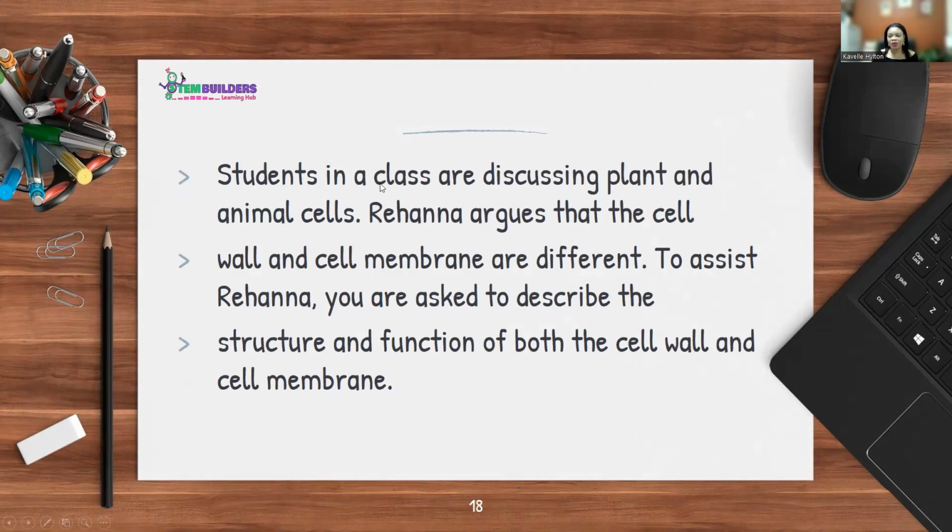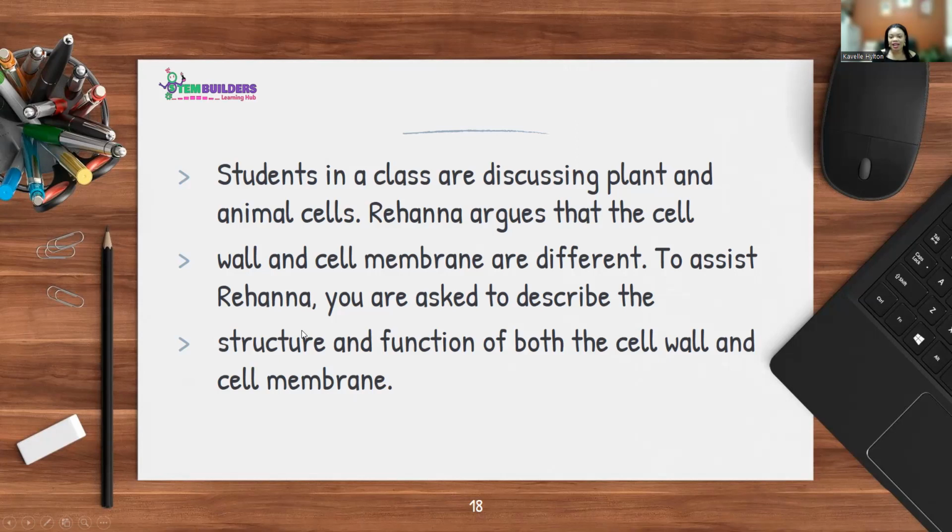Now let's look at another question. Students in a class are discussing plant and animal cells. Brianna argues that the cell wall and cell membrane are different. To assist Brianna, you are asked to describe the structure and function of both the cell wall and the cell membrane. A very important question, a question that students end up losing a lot of marks on because, again, they focus on studying the function and they leave out the structure.